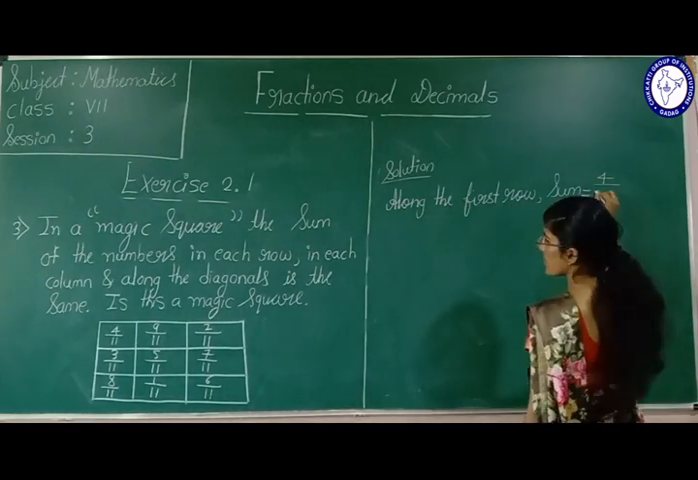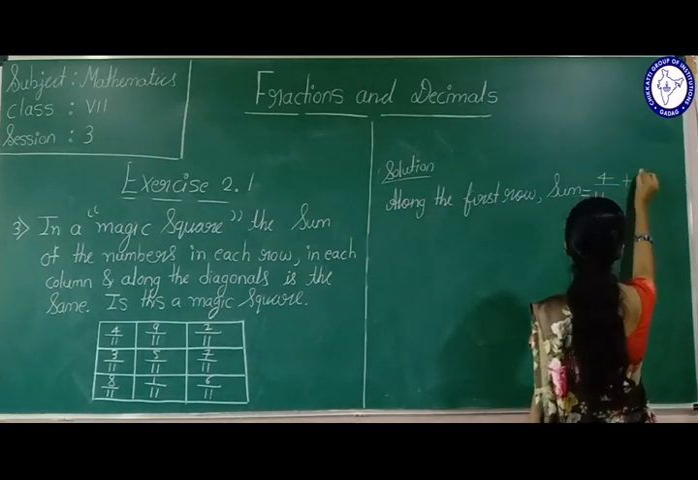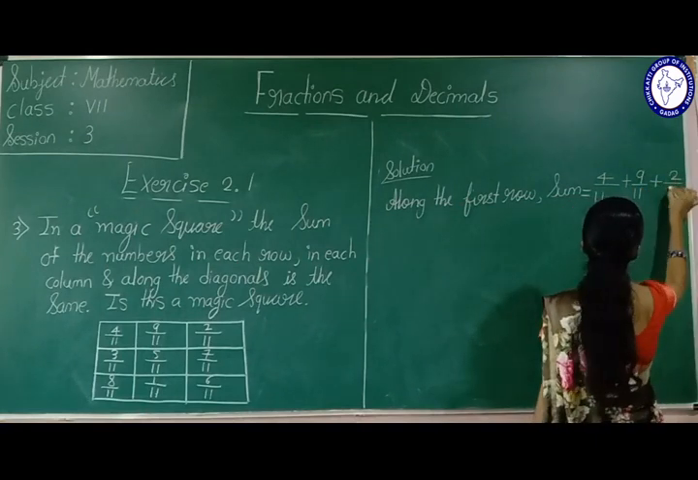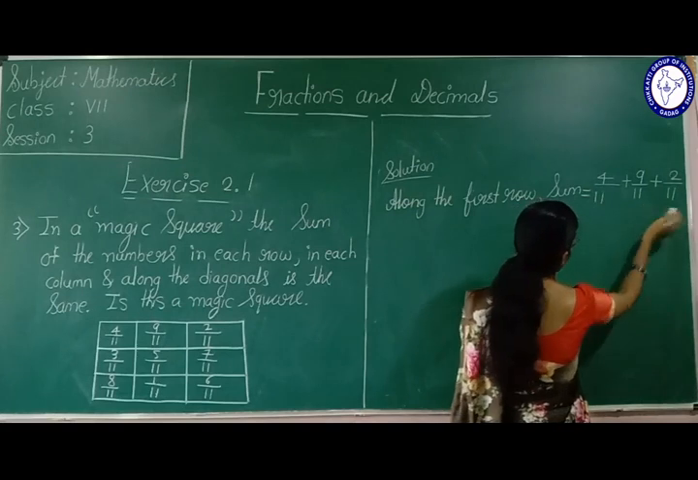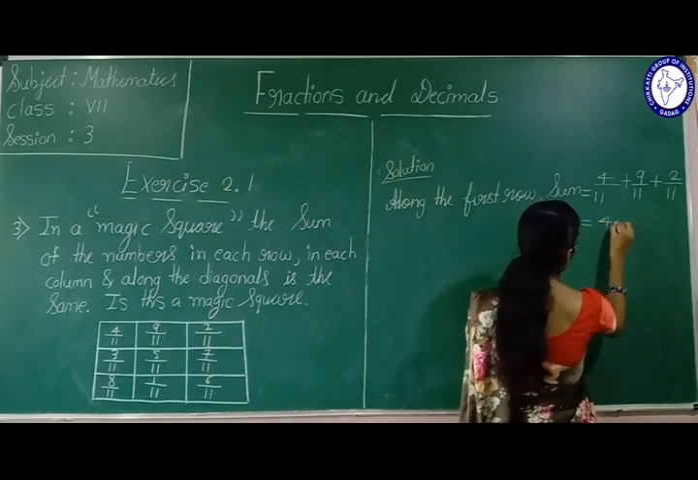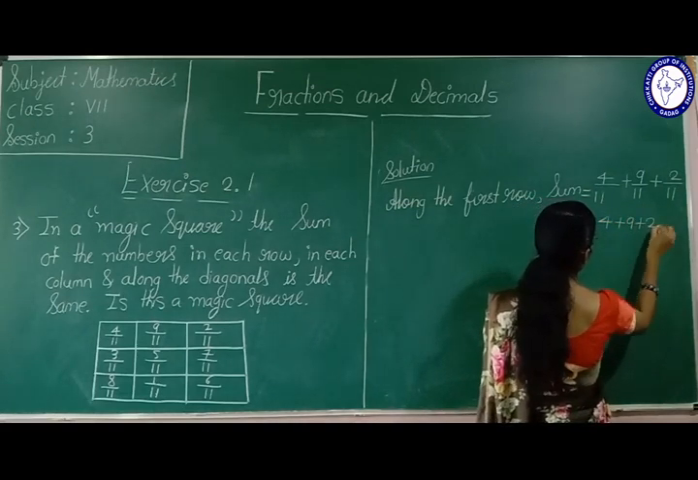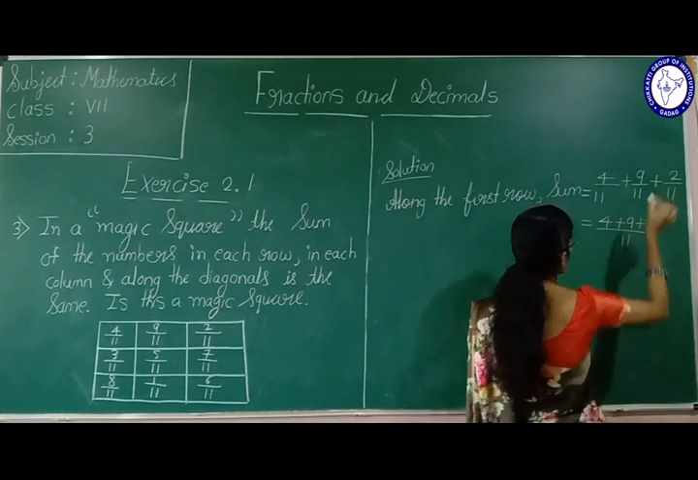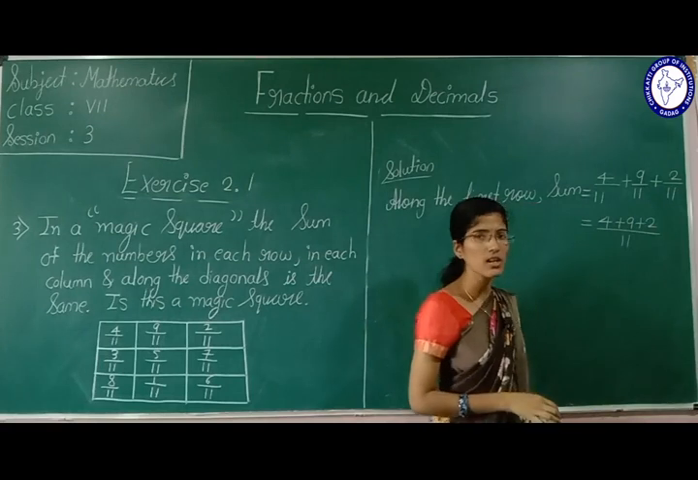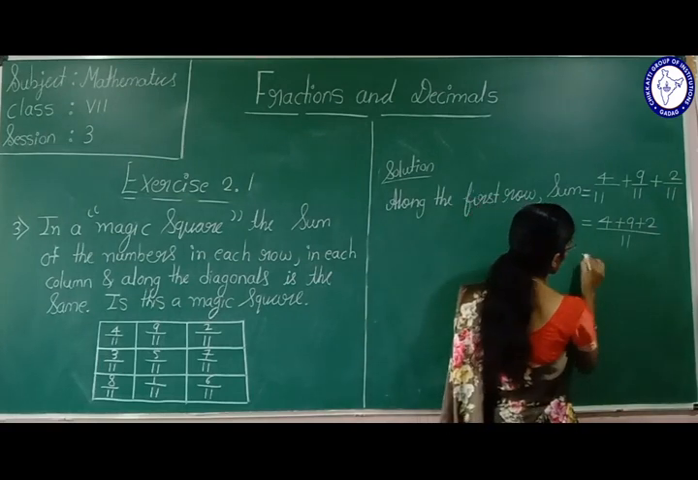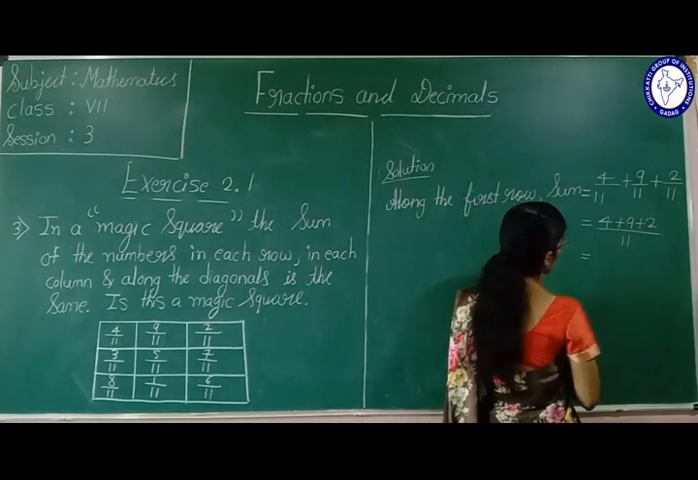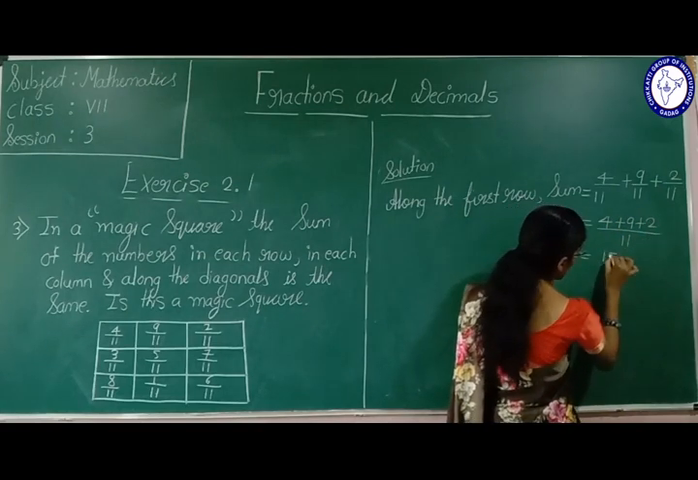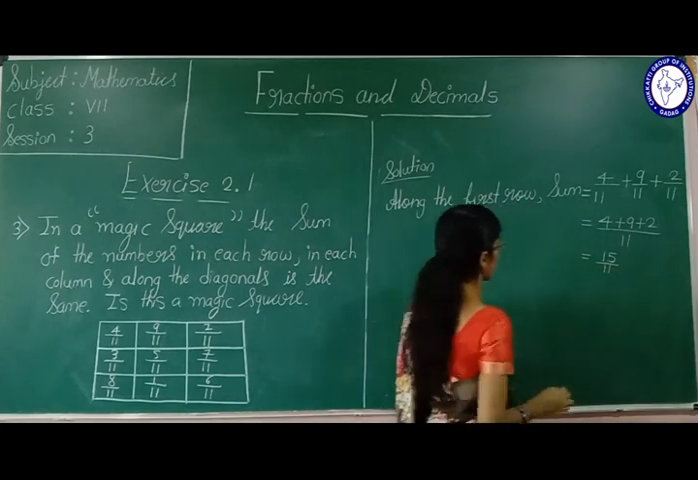4 by 11 plus 9 by 11 plus 2 by 11. See student, these are like fractions. Add this. 4 plus 9 plus 2. These are like fractions, no, we are going to add only numerator, keeping the denominator same. Okay, what is 9 plus 4? 13. 13 plus 2 is 15. It is 15 by 11.